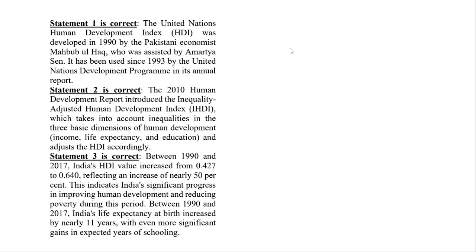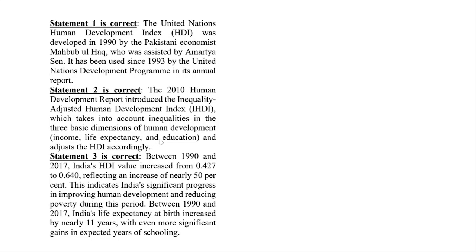Statement one is correct because the United Nations HDI was developed by Pakistani economist Mahbub ul Haq. He was assisted by Amartya Sen, so remember that also. It has been used since 1993 by the United Nations Development Program, UNDP. This is also very important. The 2007 HDI report introduced inequality adjusted HDI, which takes into account inequalities in the three basic dimensions of human development: income, life expectancy, and education. This is also very important.